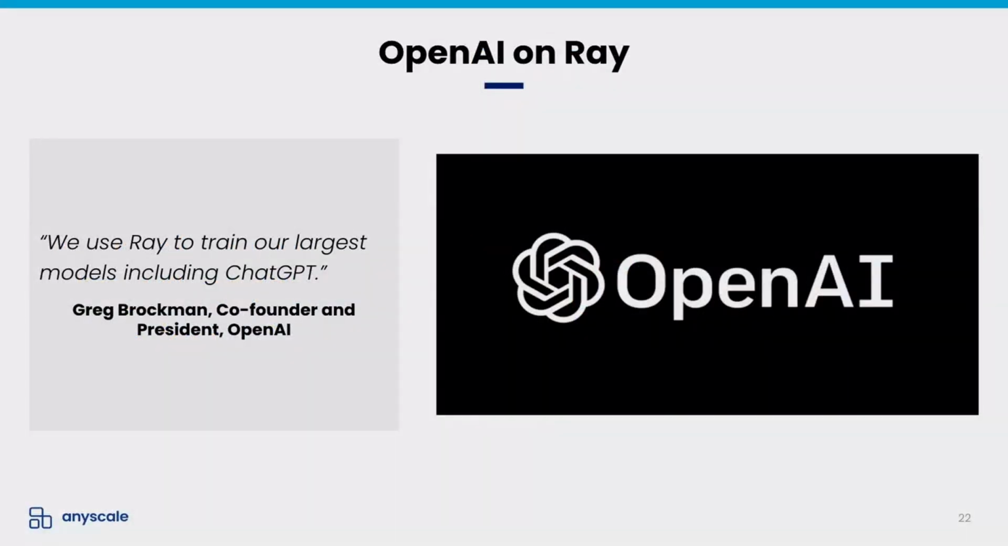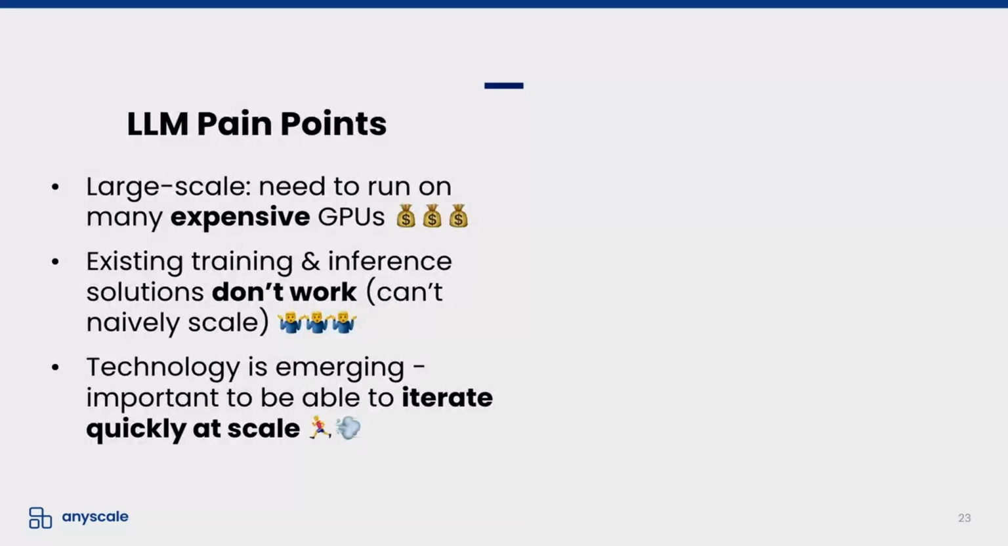And the more recent examples touching current trends in LLMs and Gen AI come from OpenAI. They use Ray to train their largest models, including ChatGPT, GPT-3, and others. They use that as a tool to scale to the extreme scale of the training and fine-tuning of their models.